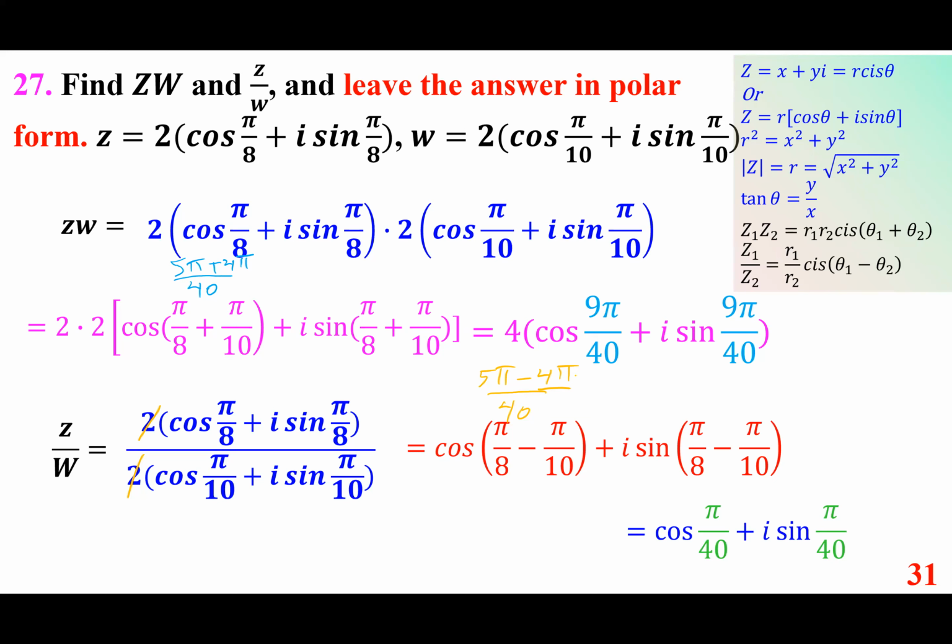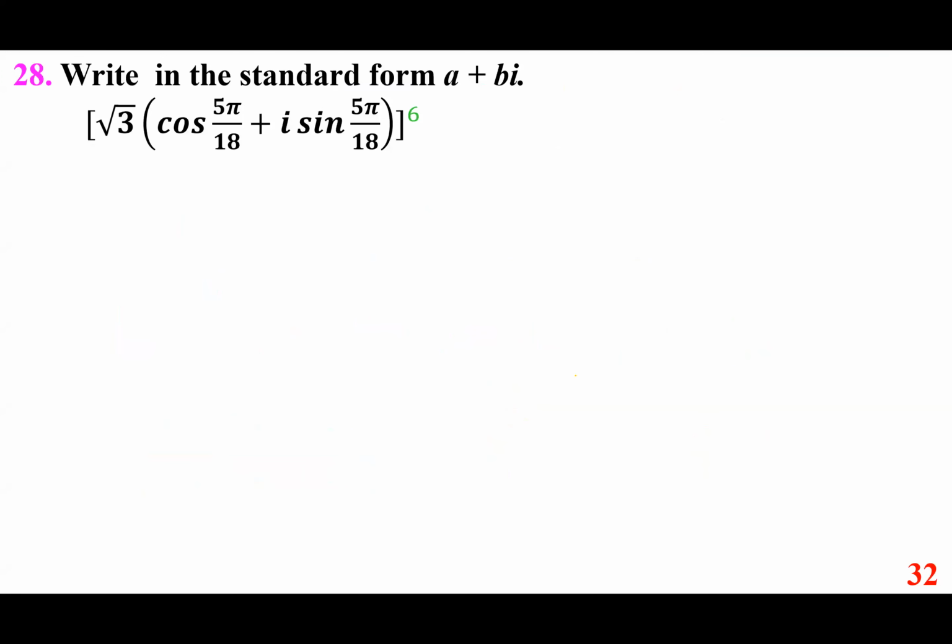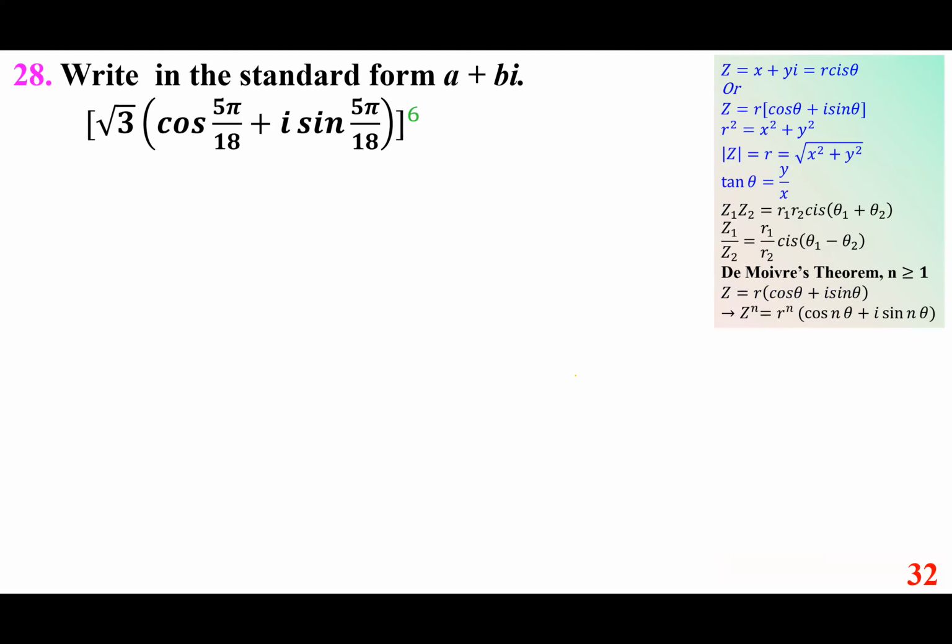So basically reminding you of what we have been doing. Everybody write this in standard form. So I remind you of De Moivre's theorem that says when z is given as r cosine theta plus i sine theta, you want to raise it to the power of n. You raise r to the power of n, and then you multiply the argument of sine and cosine by n.